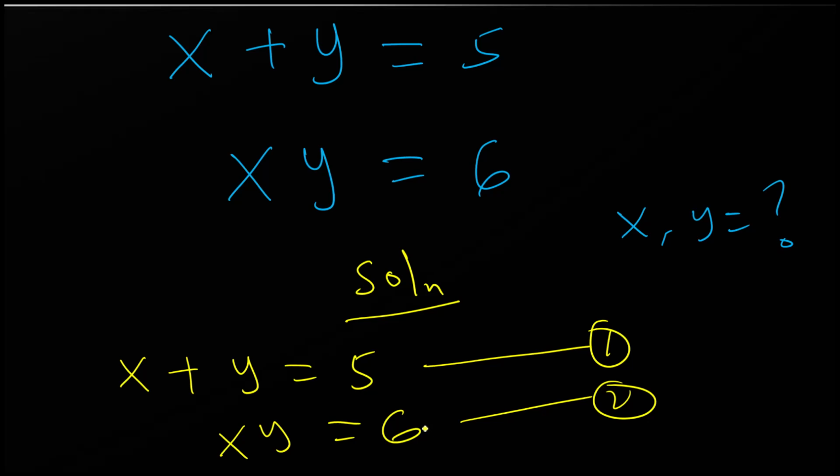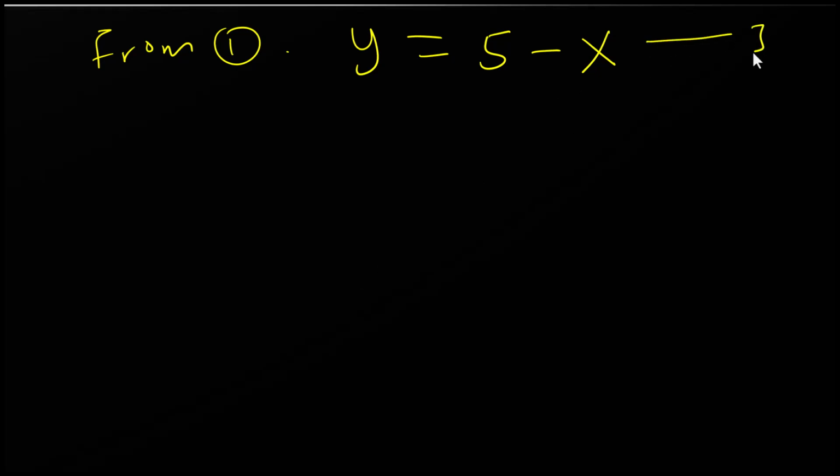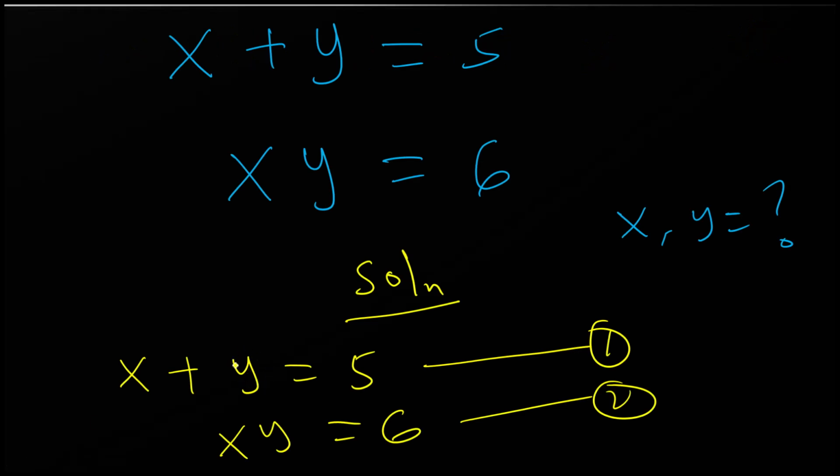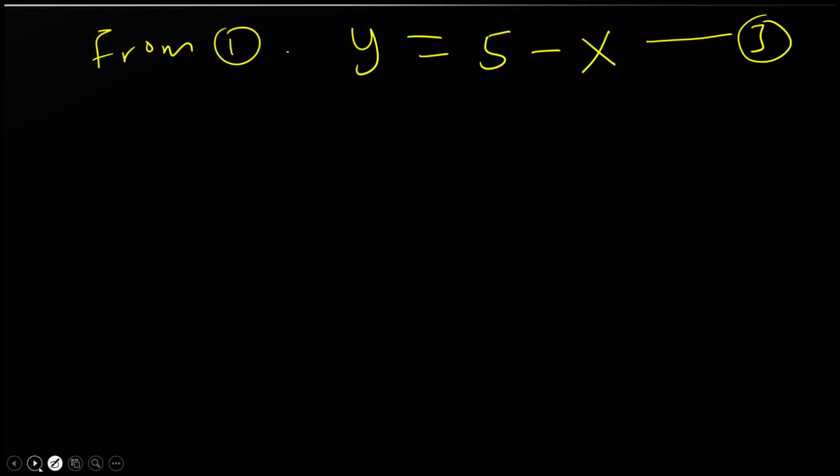Okay, now we can make one of the variables the subject from equation 1 and then substitute it into the next equation. Okay, so from equation 1, y is the same as 5 minus x. So we call this one the third equation. Okay, so this one has y made the subject of the equation. So we now go to equation 2 and put this one there.